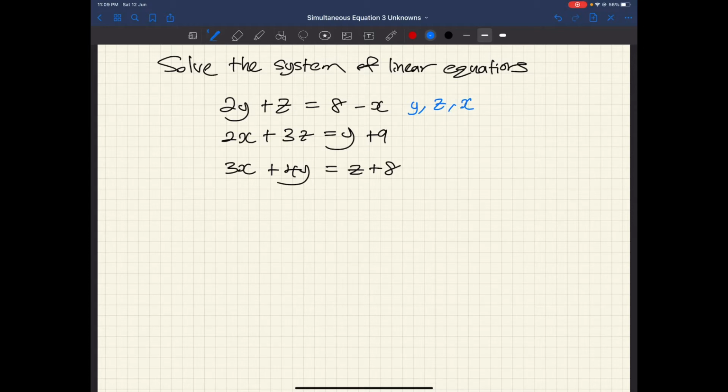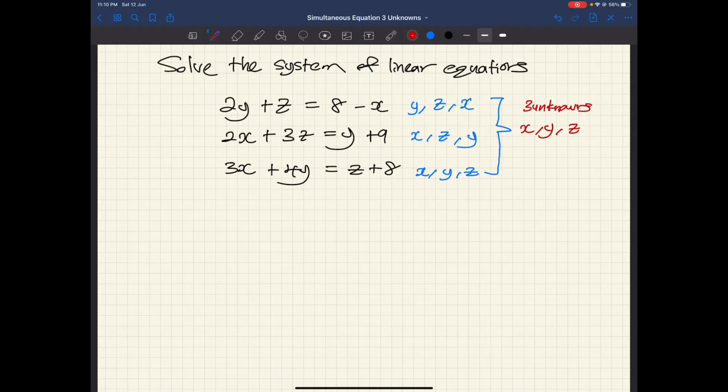And the second equation has three unknowns as well: your x, your z, and your y. For the third equation, we have three unknowns as well: x, y, and z. So in total, all three equations combined have the same unknowns, which are x, y, and z. Alright, so how do we solve if we have three unknowns?